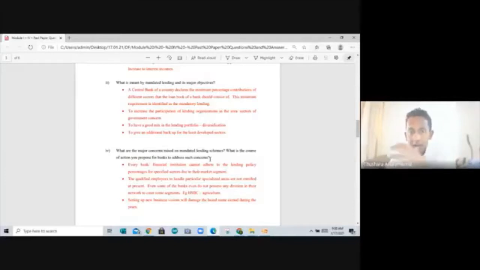And you need to balance so many stakeholders, not only your shareholders, but also government and regulatory authorities. So there you need to change something. It may not be easy. Those are the problems and concerns that you may come across when you try to comply with these types of objectives, like mandated lending guidelines. Fine. So that's all about that question.